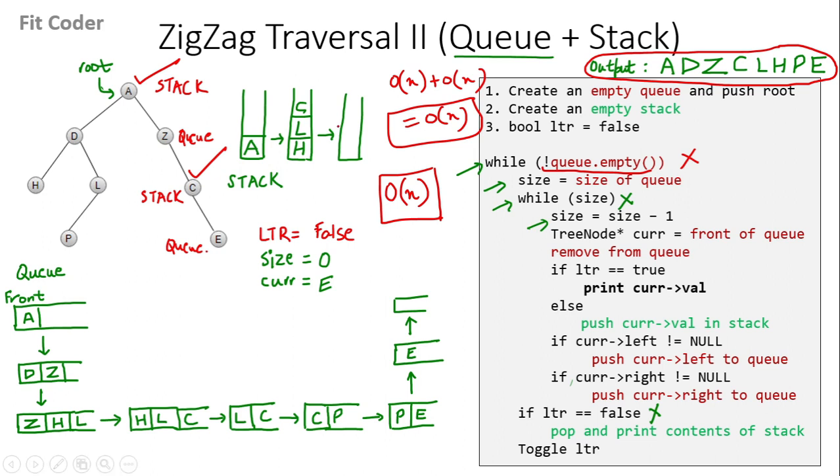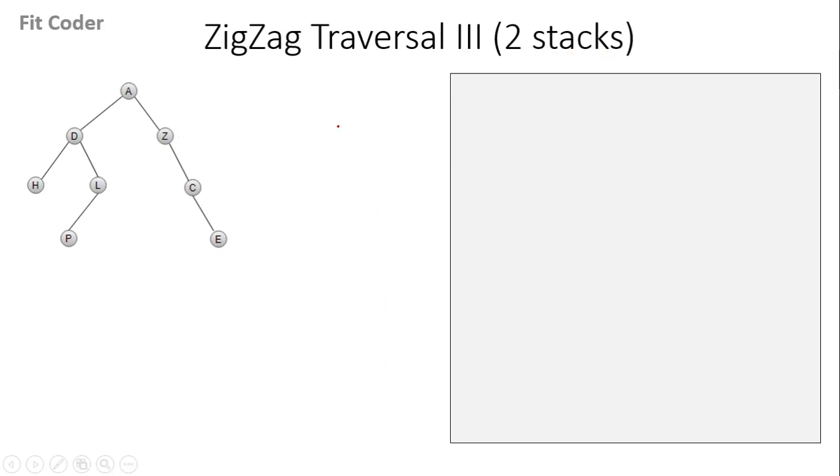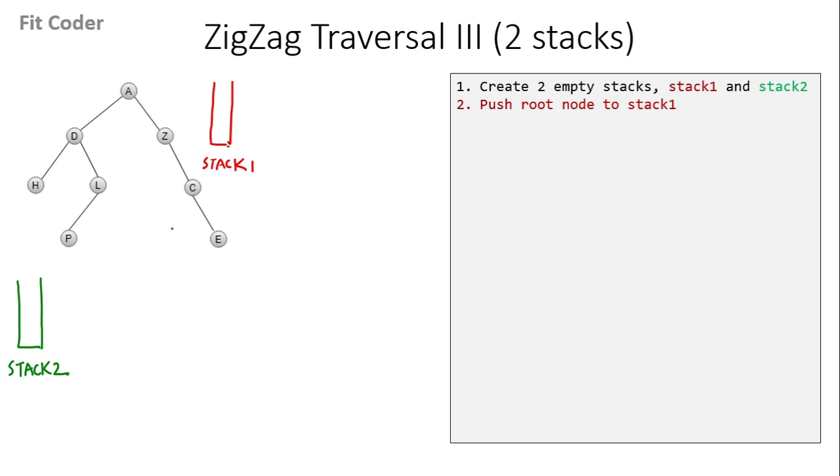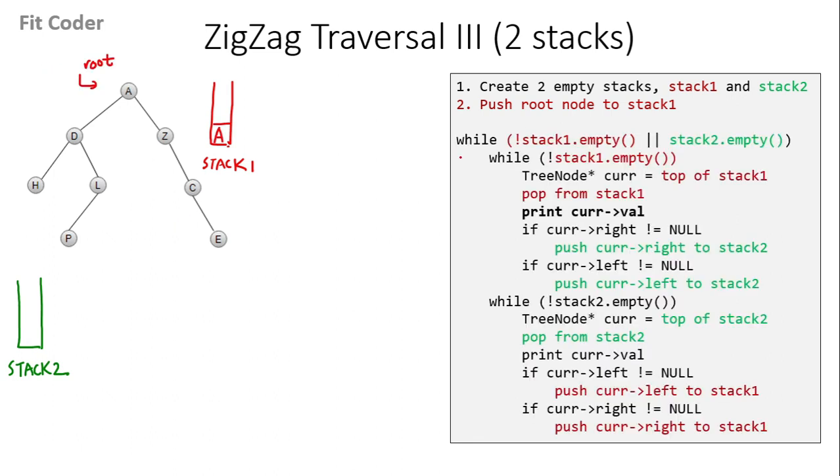So now let's see the third method, which uses two stacks. So in this method, we'll do the zigzag level order traversal using two stacks. So let's create two empty stacks, stack 1 and stack 2. We push root node to stack 1. Then we have this while loop which we run till both stack 1 and stack 2 are not empty. First we check while stack 1 is not empty. So stack 1 has element A. We come inside the while loop. Then we have this variable current in which we keep top of stack 1. So top of stack 1 is A.